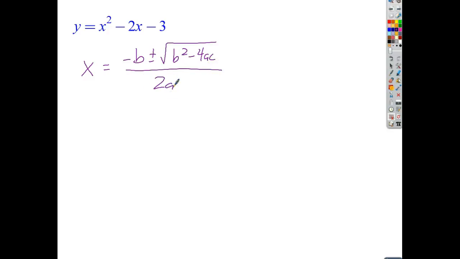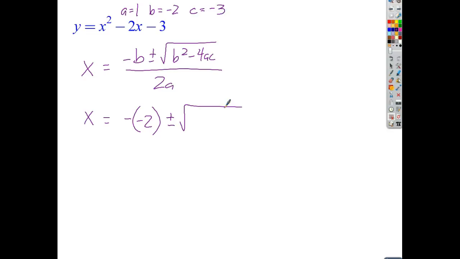Now when you first start doing this, it's pretty helpful to identify a, identify b as -2, and then identify c as -3. Then I'm going to plug them in. When you first start doing this, it's a good idea to identify each of them so that you get used to it. So x is equal to negative. I like to put the negative and then plug in b, especially when you have a -2, because we're taking the negative of -2, plus or minus the square root of b squared.